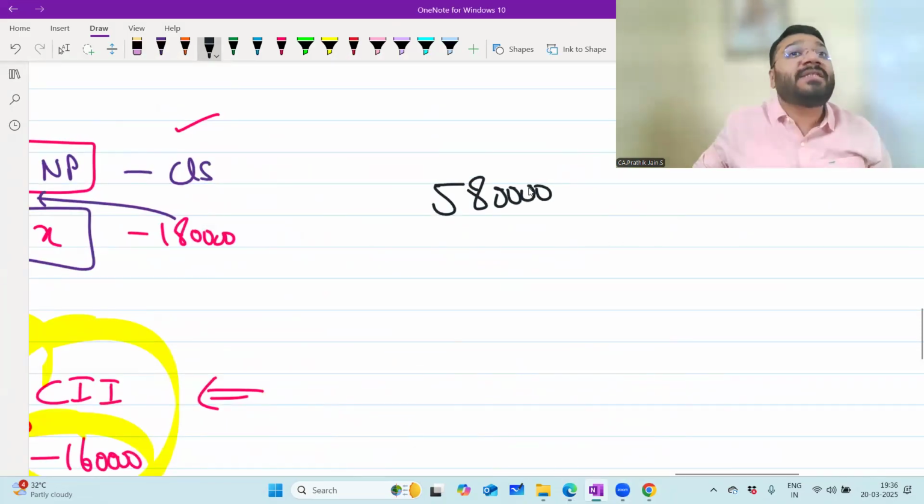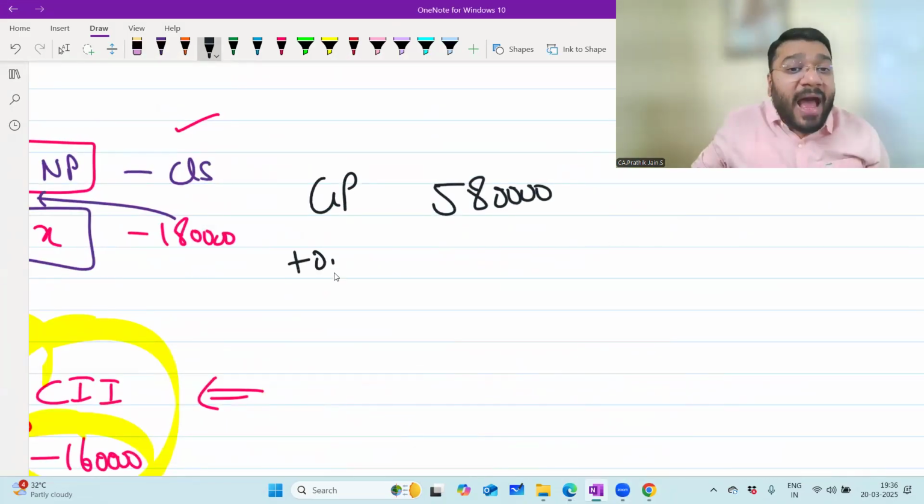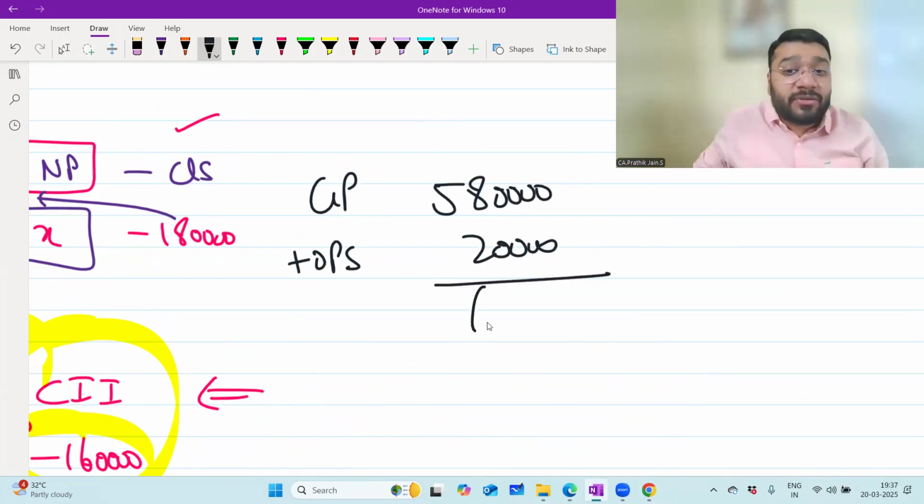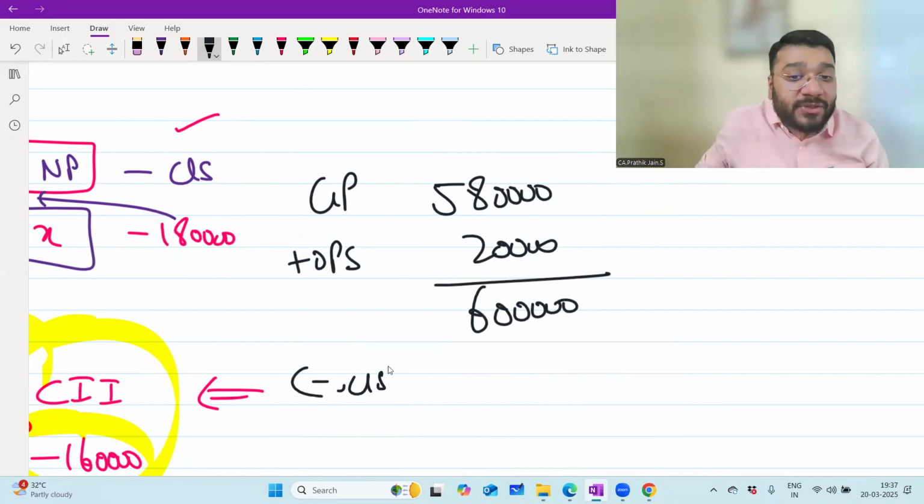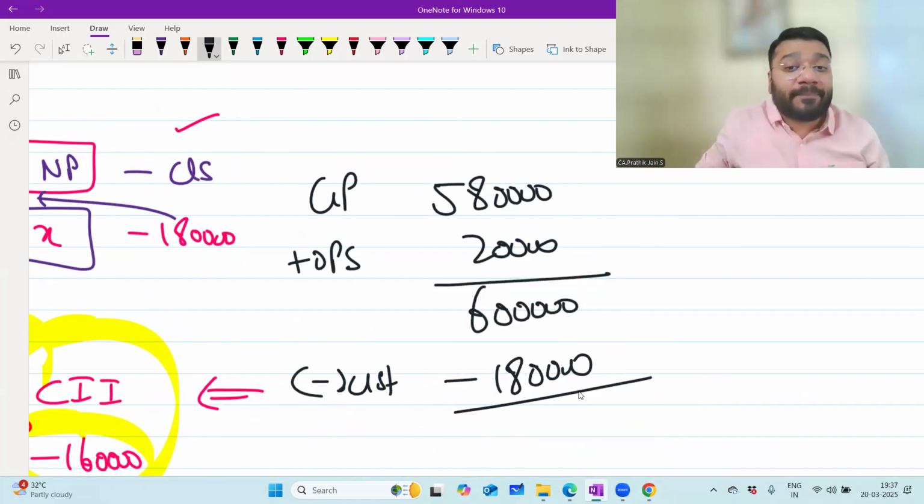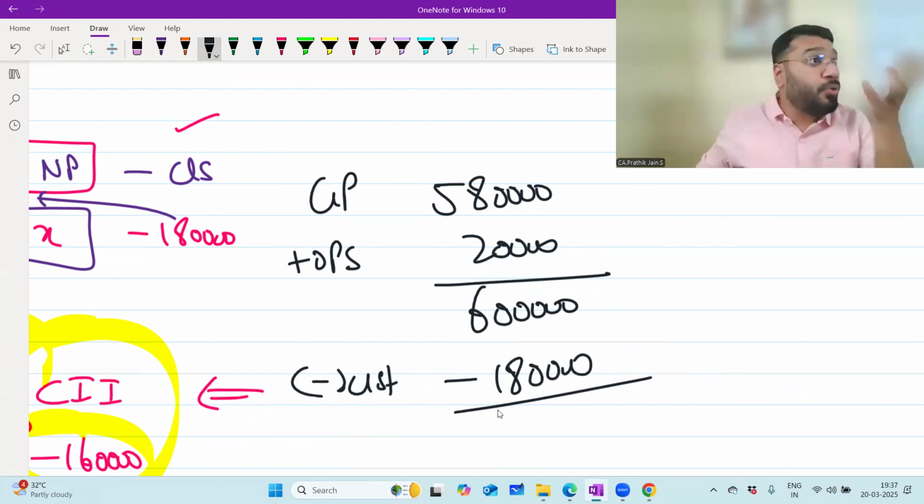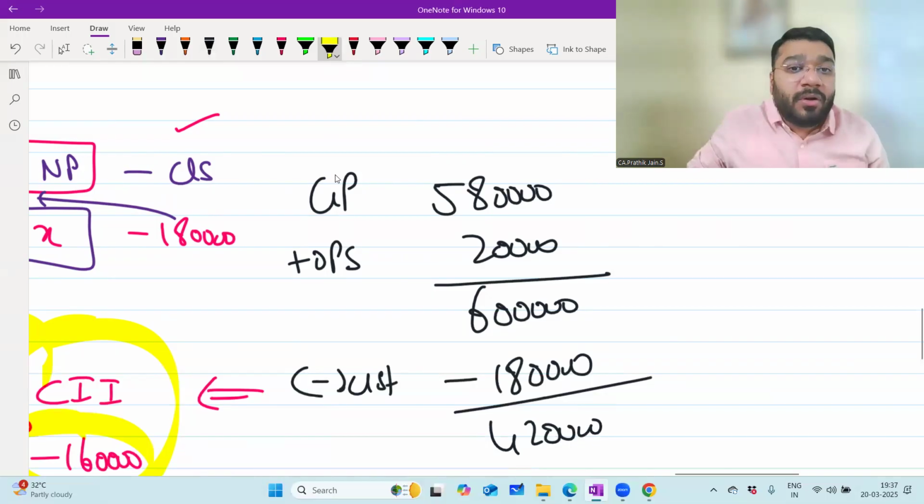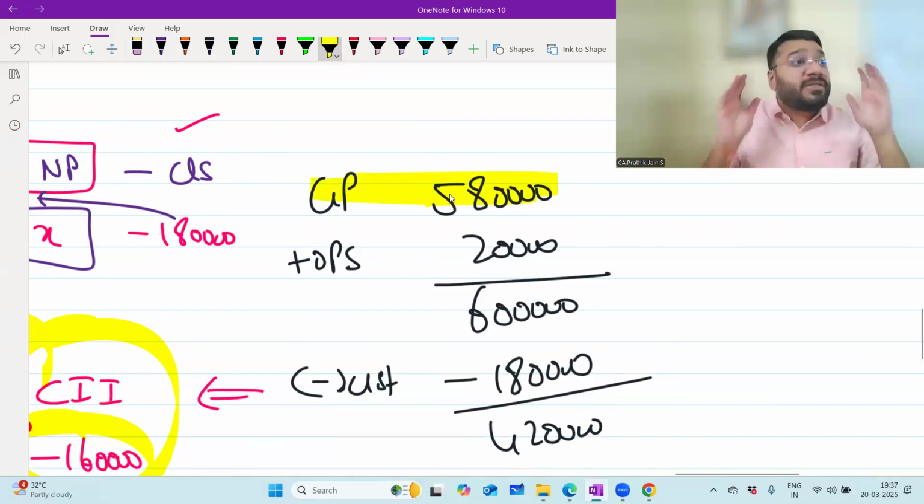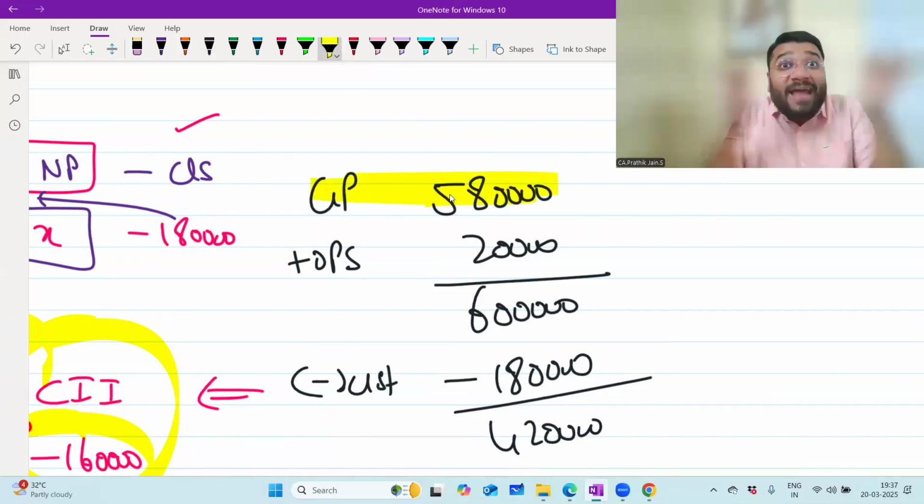5,80,000 is the gross purchase. Add opening stock, how much? 20,000. So total cost is how much? 6 lakh. In that, 1,80,000 worth of stock you have not sold. So minus closing stock as per matching principle. How much? 180. How much is the cost of goods consumed? 420. What is this 580? This is the total purchase of the entire year.